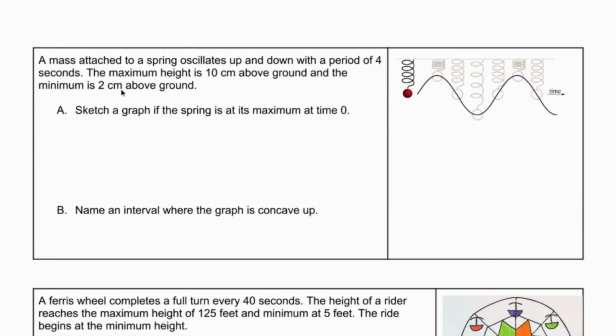A mass attached to a spring oscillates, which means goes up and down, with a period of 4 seconds. The maximum height is 10 centimeters. Okay, so 10 centimeters above the ground, and the minimum is 2 centimeters above the ground. So basically, you have yourself a graph, right? Looks like this.